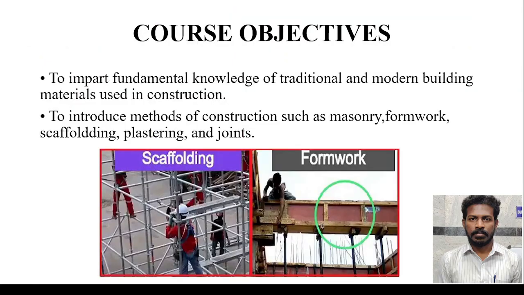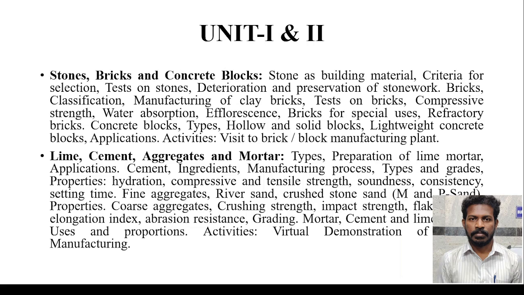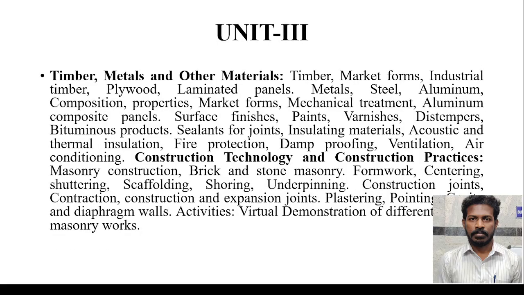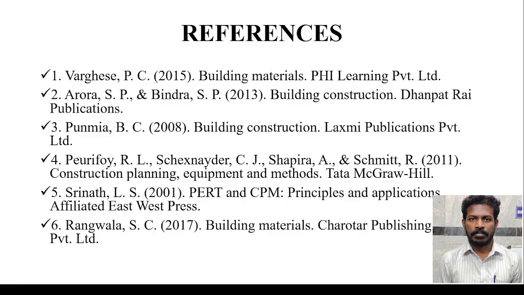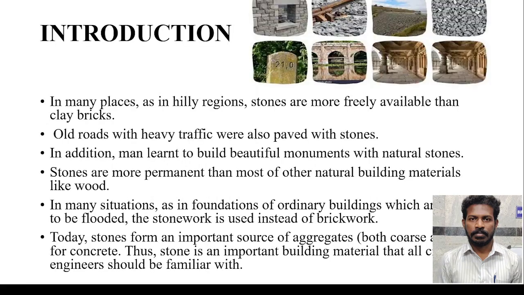The course objective of this subject is to impart the fundamental knowledge of traditional and modern building materials used in construction, and introduce methods of construction such as masonry, formwork, scaffolding, plastering and joints. Unit 1 contains stone, bricks and concrete blocks, and Unit 2 lime, cement, aggregates and mortar. Unit 3 timber, metals and other materials, Unit 4 advanced materials, and Unit 5 construction equipments and planning. These are the reference books I follow.